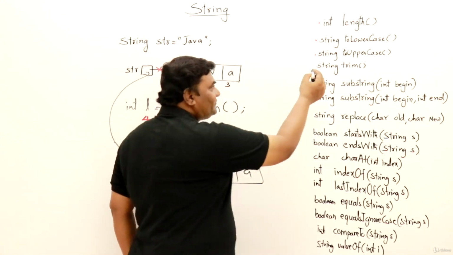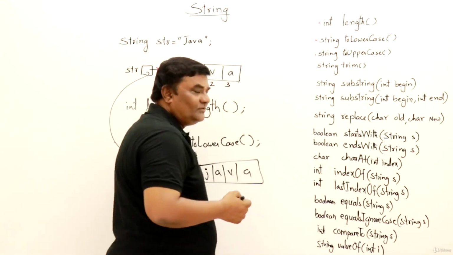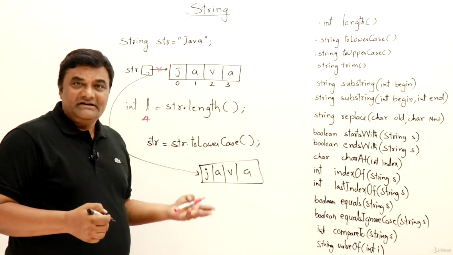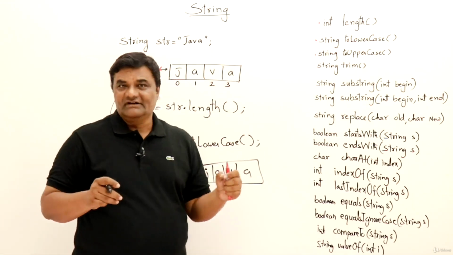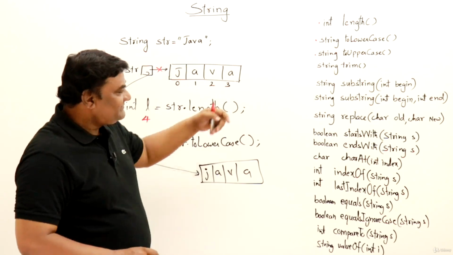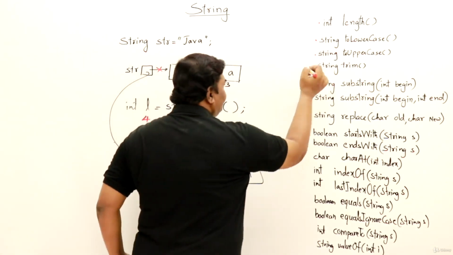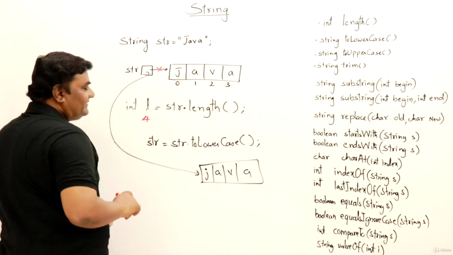Now I hope you have understood what toUpperCase will do. It will change everything into uppercase, the entire string, whatever the contents you have. Now next I will explain what it means by trim. So I'll remove this and I'll explain.